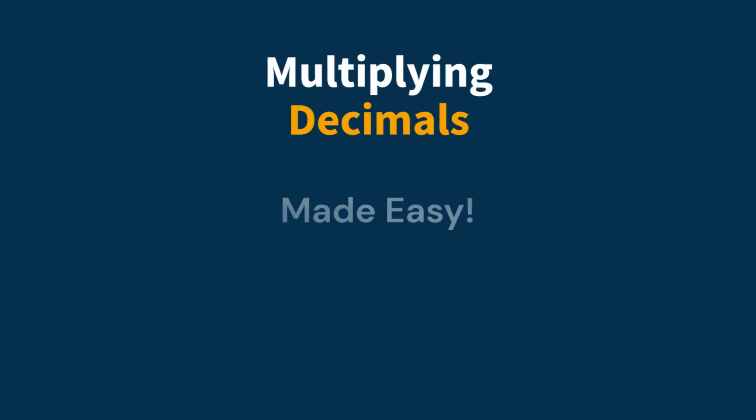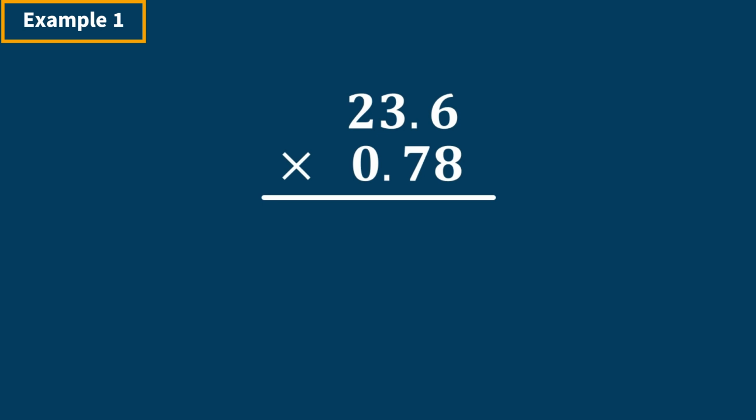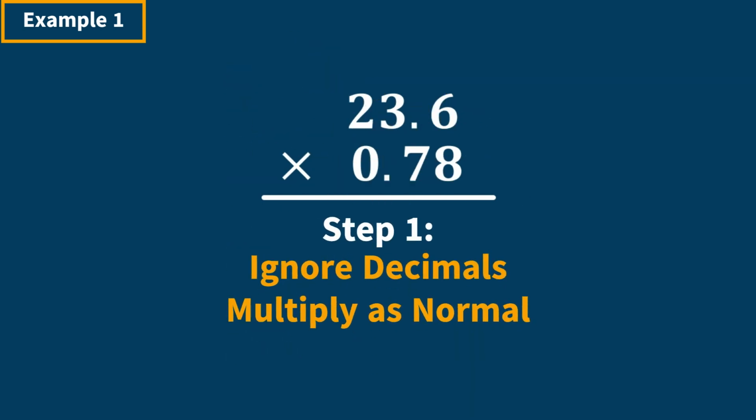Multiplying decimals. Made easy. Example number 1. We have 23.6 times 0.78. What we're going to do first is ignore the decimals for now and multiply the numbers as normal. If you need help multiplying numbers, click on this link. I made a video on it.